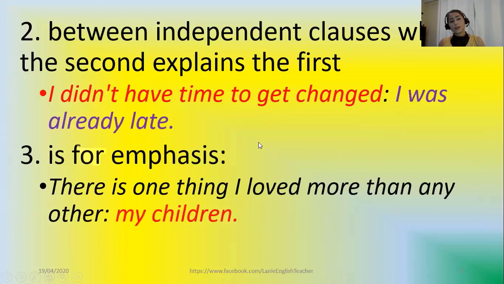We also use a colon for emphasis. Take for example, there is one thing I loved more than any other. So we use a colon followed by these words, my children. My children here are words that are being emphasized. Alright, so before these words, we put a colon to give emphasis.